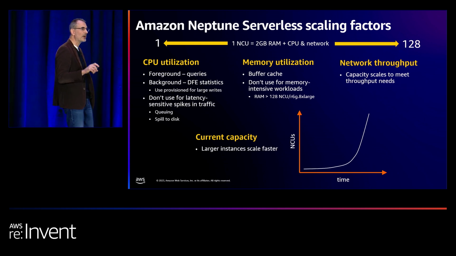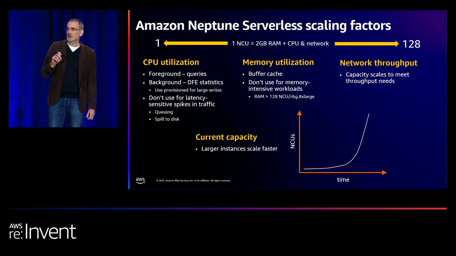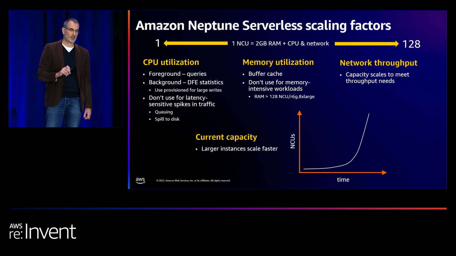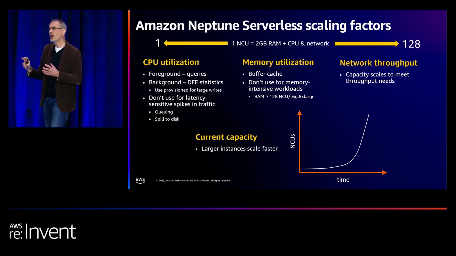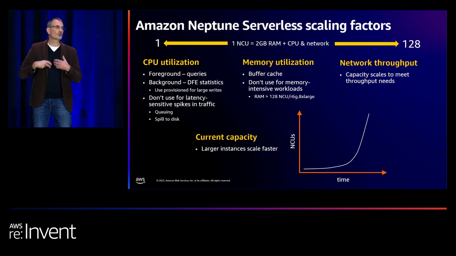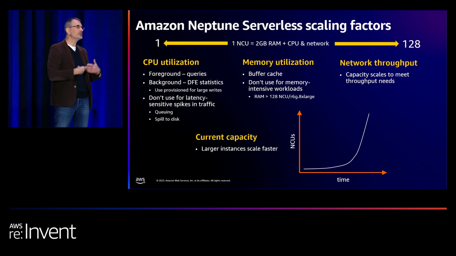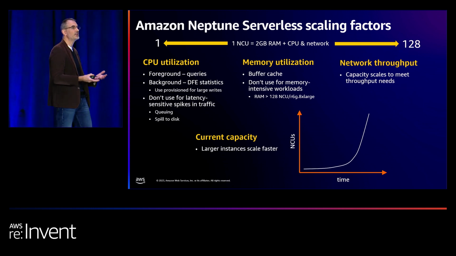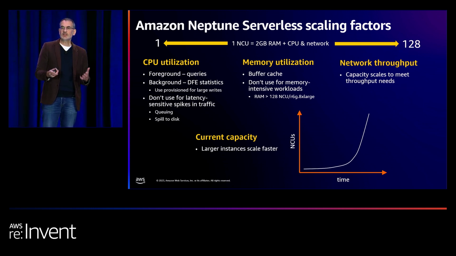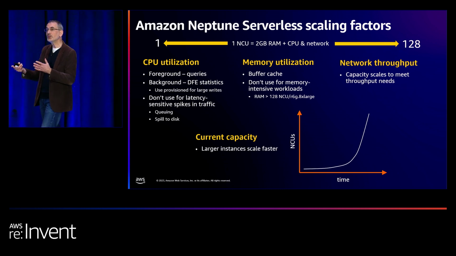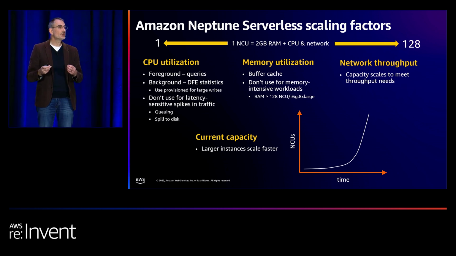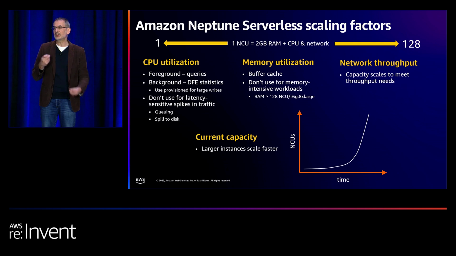What I really want to talk about with regards to this slide are some of the situations in which you would choose not to use serverless. Okay? So if you have a large, frequent write job, perhaps once a week, you bulk load many millions or billions of records into Neptune, these very large write jobs can sometimes cause Neptune to refresh or recalculate the DFE statistics.